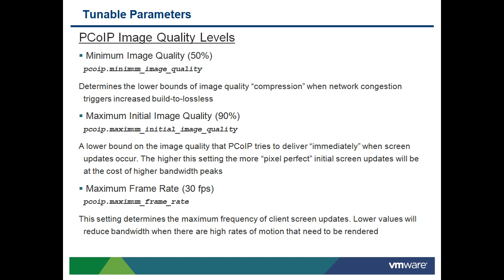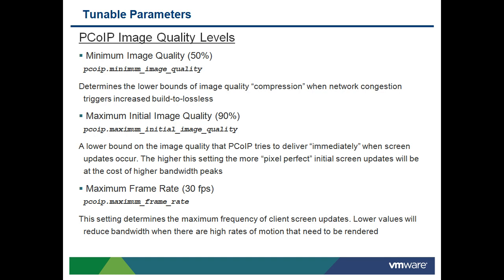The next grouping is image quality levels. So minimum image quality. This is the lower bound of the amount of compression that PCoIP will apply when it is adapting down to network conditions. So how low will you let it go? It defaults to 50%. It's usually a good place to leave it.